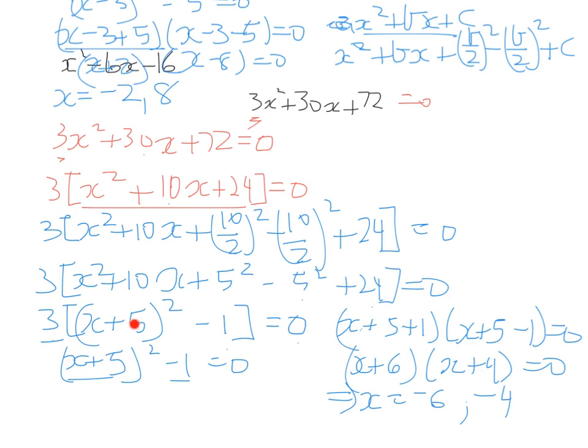Now, one thing, at this point, if I was to find the turning point, I take this 3 and put it back into this. I'm going to write this in a different colour. This would become 3 times x plus 5 all squared, minus 3 times 1, which is 3. So we'd have a turning point at negative 5 and negative 3. And that's how that would look. But that's completing the square so that we can factorise.